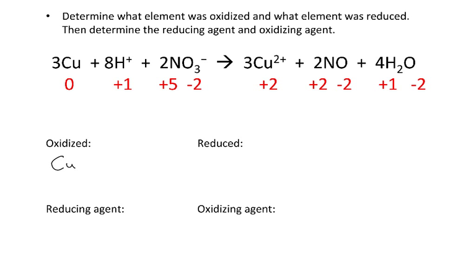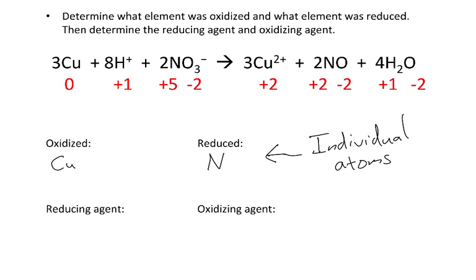When I'm looking for the thing that was reduced, I'm looking for the thing that became more negative, or more negative is less positive. So nitrogen went from +5 to +2. So the nitrogen was reduced. Now, when I talk about what is oxidized and what is reduced, I need to answer with individual atoms. The copper was oxidized, the nitrogen was reduced. When I talk about the agents, I'm talking about the whole compounds in this case.